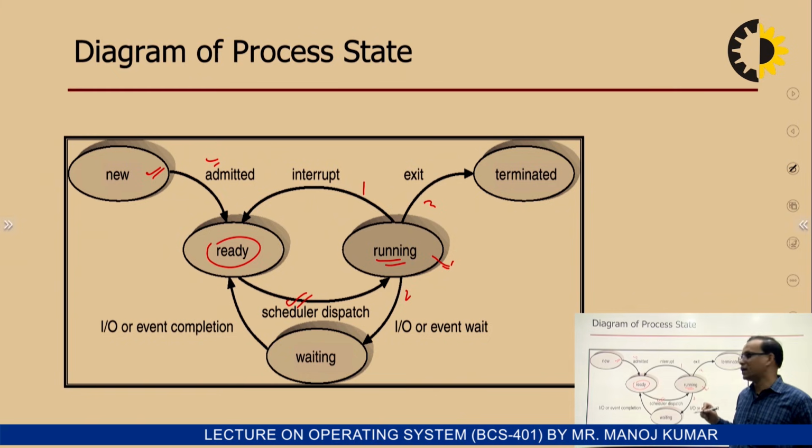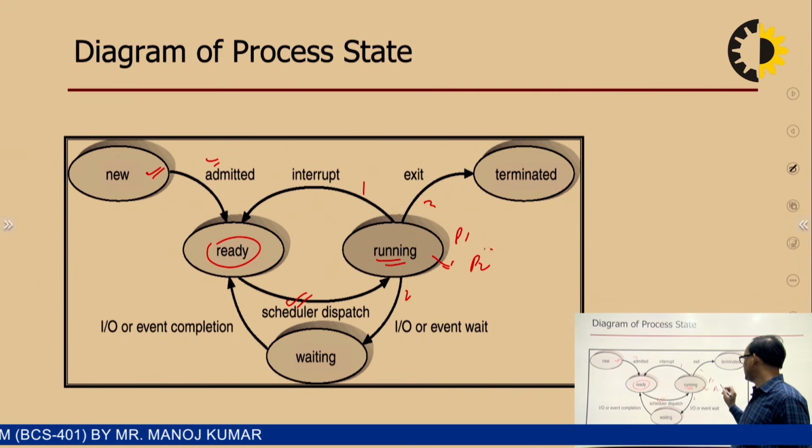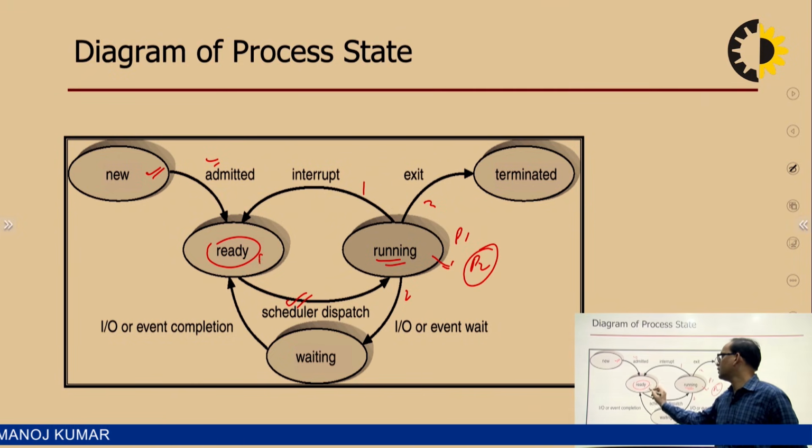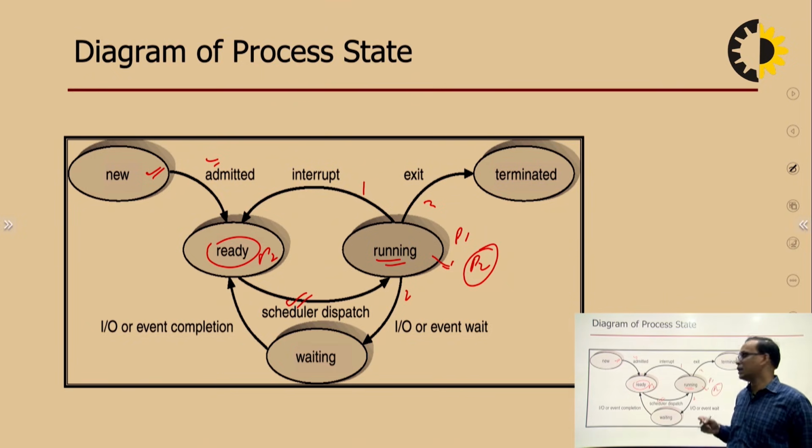If at that time process P1 is executing, and another process P2 is submitted in the ready state, and the priority of P2 is higher than the priority of P1, or you can say that P2 is an urgent process, then what will happen? In that case, the execution of process P1 will be stopped, and process P2 will be allocated to the CPU to execute.